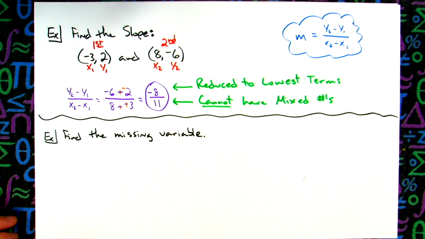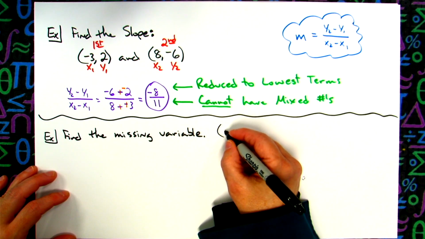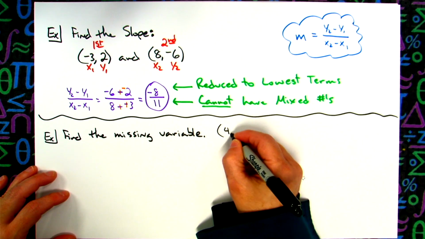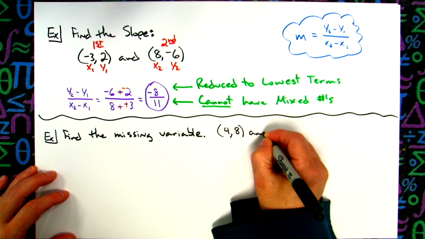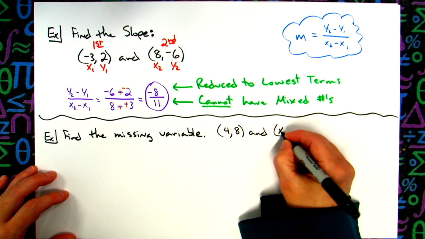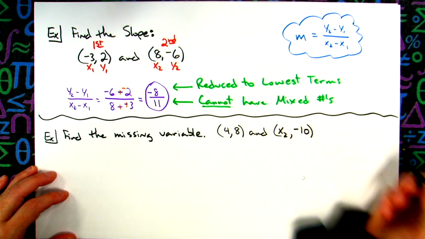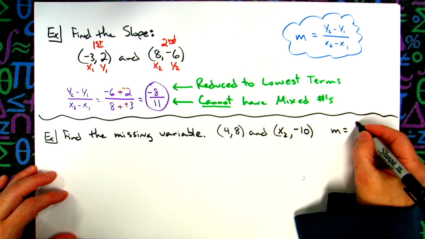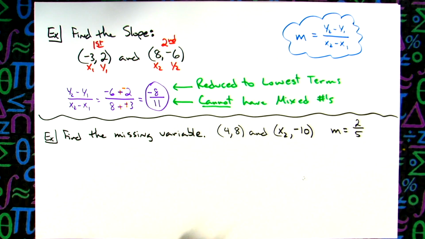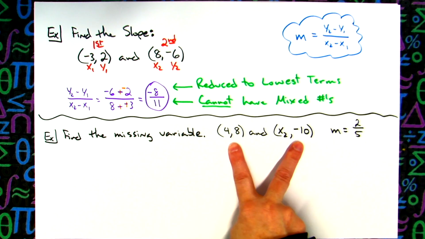All right, and then let's say they give you an ordered pair, a 4 for x sub 1 and then 8. And then let's say they give you an x sub 2, and then let's say they give you a -10. And they give you m equals, let's say 2/5. So they've given me 2 points.